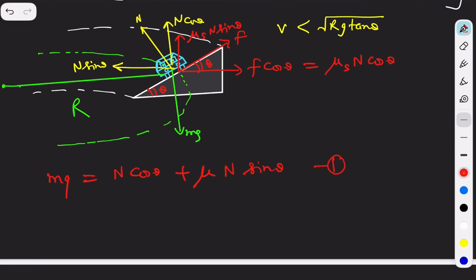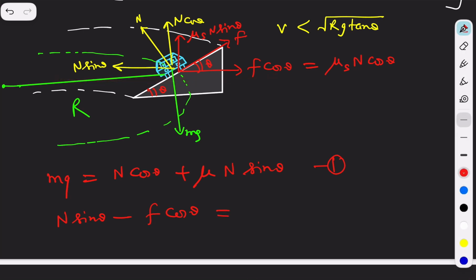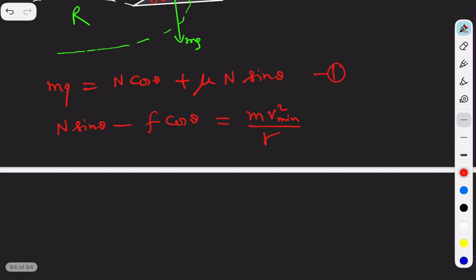n sin theta minus f cos theta, that is the net force towards the center. If you see, this is n cos theta and this is n sin theta, and this is f cos theta. So this is the net force towards the center, and that should be equal to your centripetal force condition. So m v square by r, and this will be your v minimum. I hope you're getting my point. Okay, so what we can say from here, I want v minimum. So if you see here, let me calculate the n first.